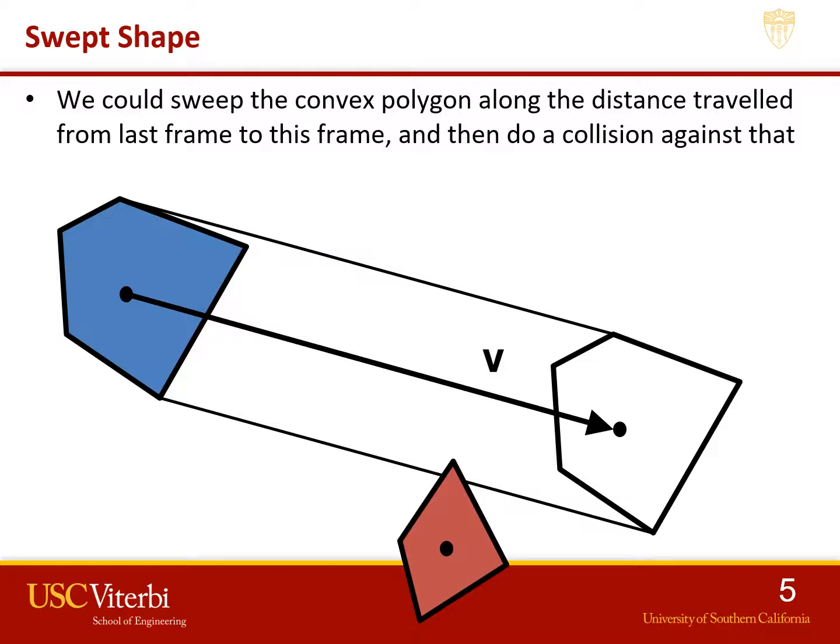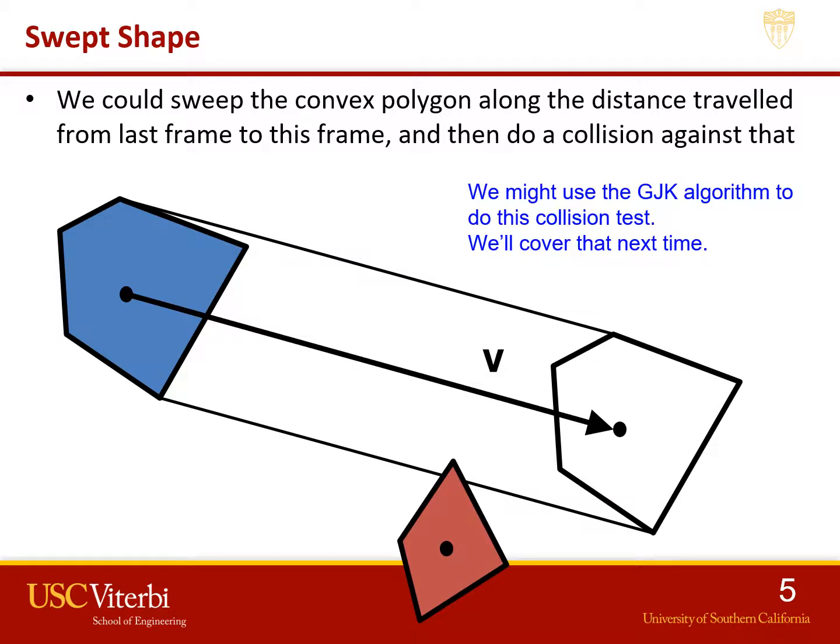And so if you have some way to ask, do two convex polygons overlap, then you could test the blue shape versus the red shape. But you could also test this swept shape versus the red shape. And next time we'll talk about the GJK algorithm, which will let us do something like that. But for now, let's just assume we have a way to do that, and let's talk about how we'd use it for this continuous collision detection.